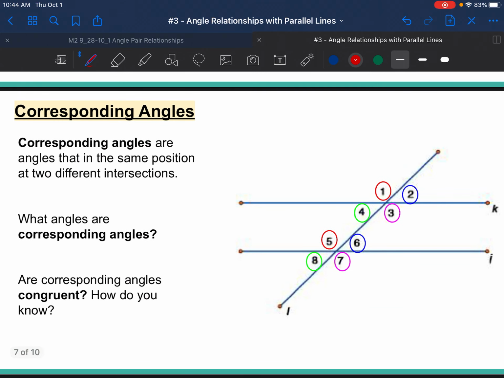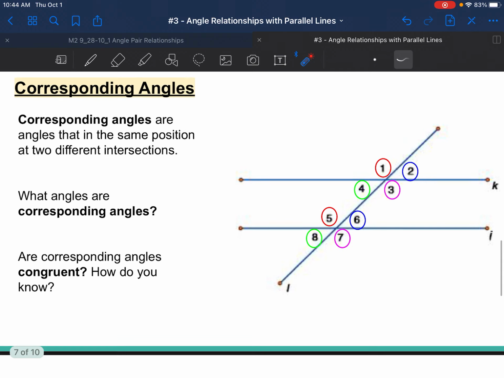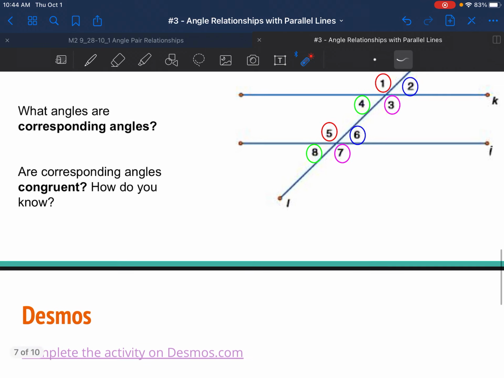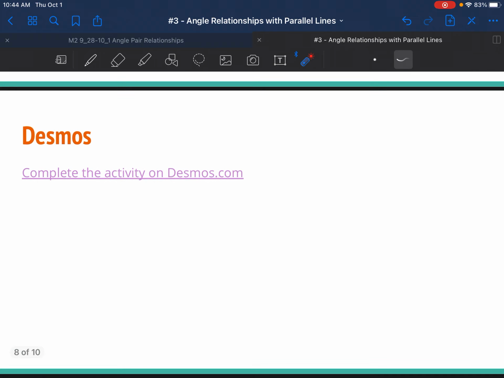This is an example of all of the corresponding angles. We have 1 and 5, 2 and 6, 4 and 8, 3 and 7. So that's all of the vocabulary for today. What we're going to do next is complete this activity on Desmos. The link is in your classwork.